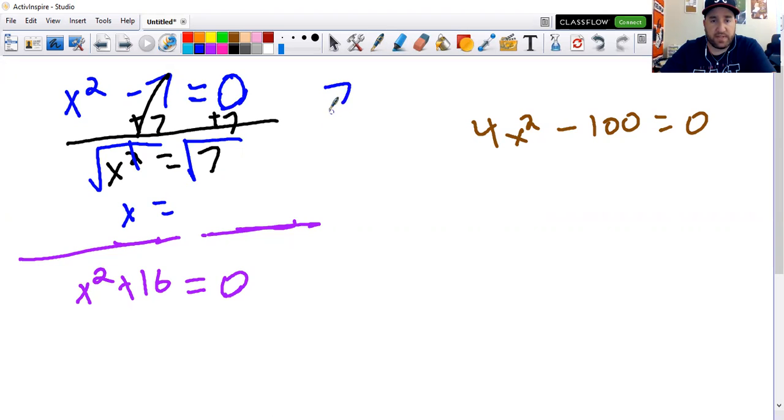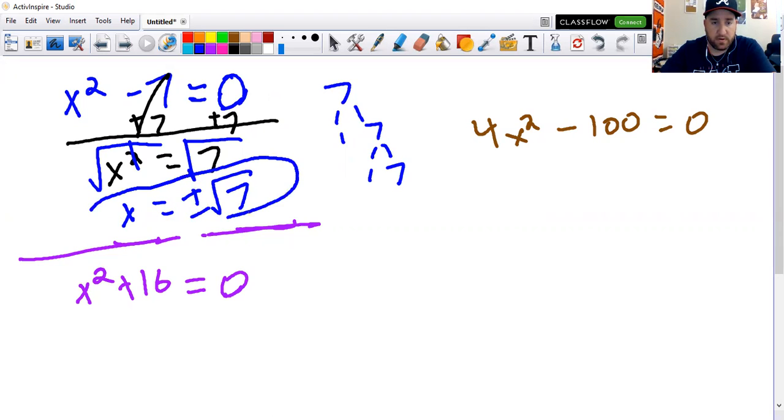Try to do a factor tree for 7. I can't. It would only be 1 and 7, so I would get stuck doing 1 times 7 forever. So it's going to stay the square root of 7, but I still have to stick the plus minus out in front, even in front of the square root. Again, think about the quadratic formula. You've got negative b plus or minus the square root of b squared minus 4ac, but you still have the plus minus in front of this square root. So it's the same idea.